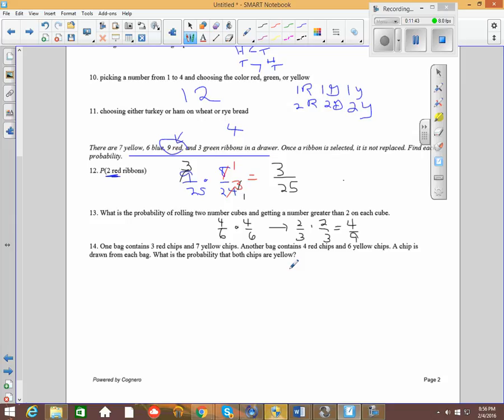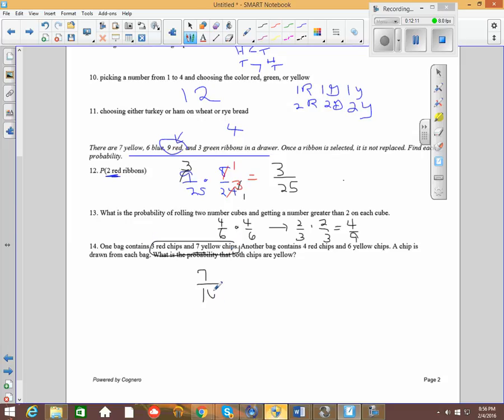Number 14. It says one bag contains 3 red chips and 7 yellow chips. Another bag contains 4 red chips and 6 yellow chips. A chip is drawn from each bag. What is the probability that both chips are yellow? So let's look at the total number of yellow we have, which is 7 in the first one. Now, how many are in the first bag? It says here the total would be 10.